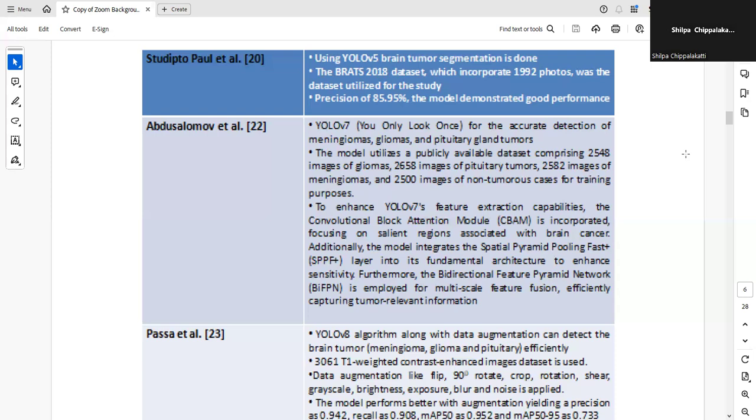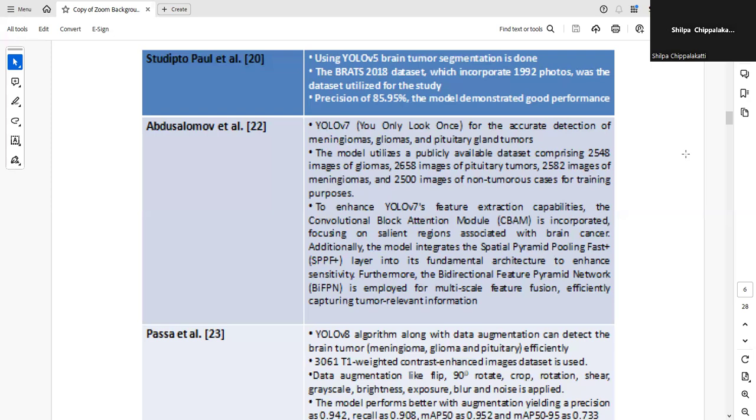The researcher in 23 has used the YOLO V8 algorithm along with data augmentation, which can detect the brain tumor. They have used a T1 weighted contrast enhanced image dataset, which consists of 3061 images. The data augmentation implemented was flip, 90-degree rotate, crop, rotation, shear, grayscale, brightness, exposure, blur, and noise.